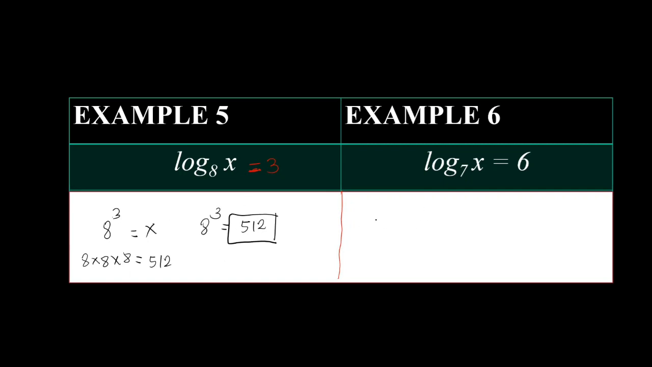Next one is we have here logarithm of x base 7 is equal to 6. So again, what we need to do is to transform a logarithm into exponential form. So therefore, we have 7 raised to 6 is equal to x. And when we solve 7 raised to 6, we have 7 times 7 times 7 times 7 times 7 times 7.